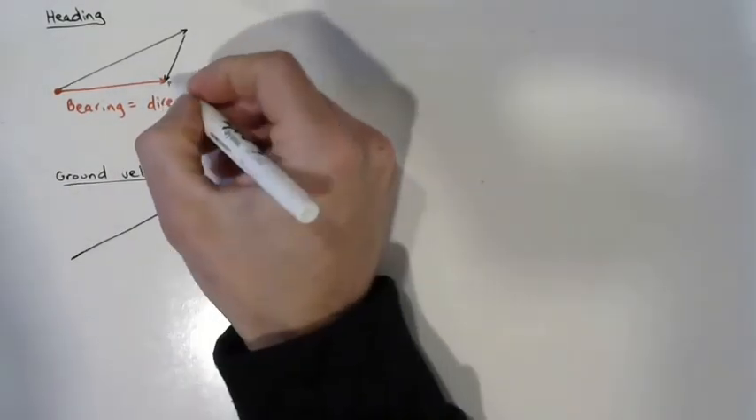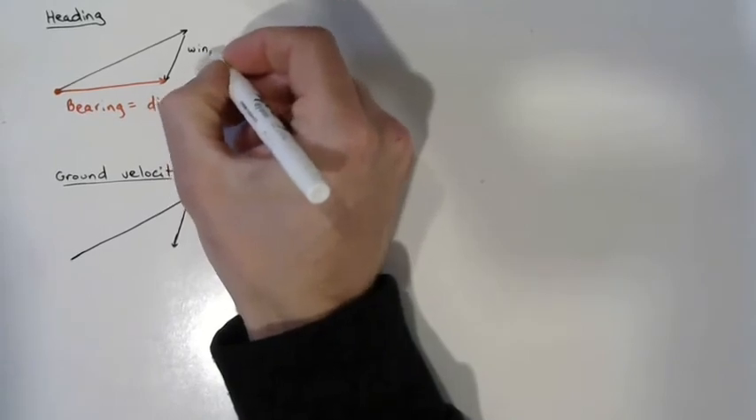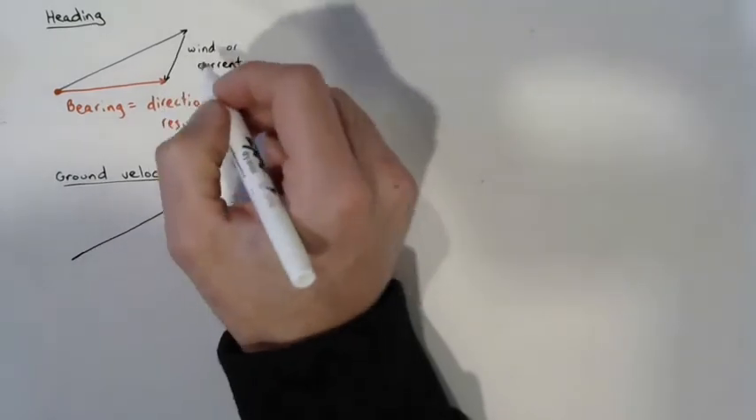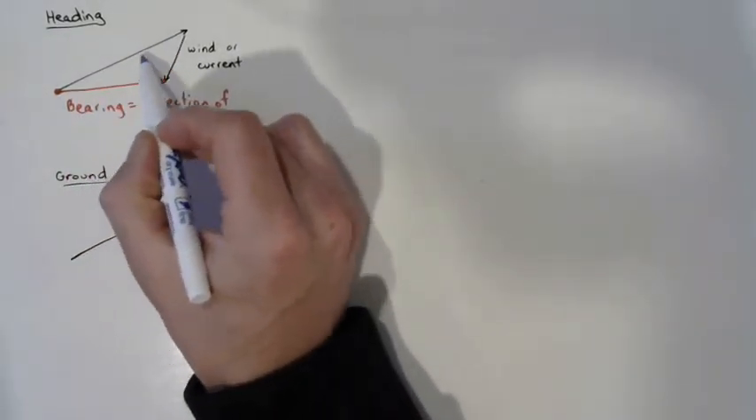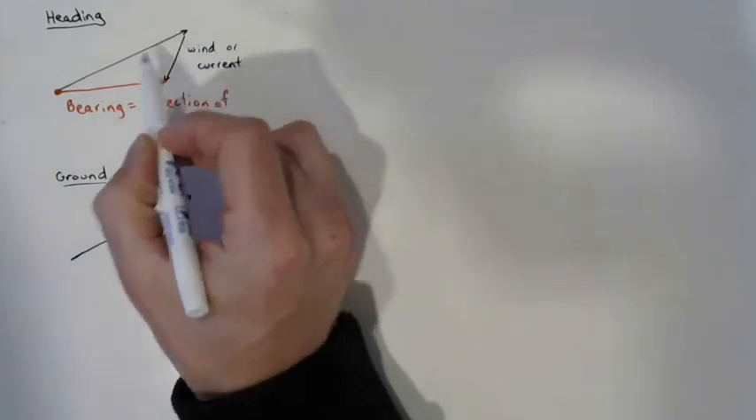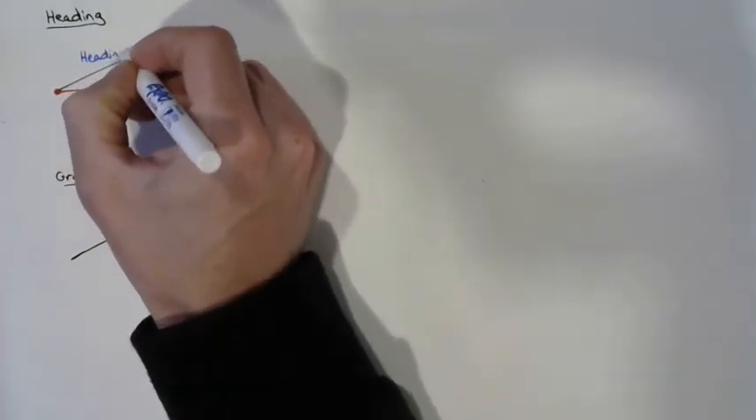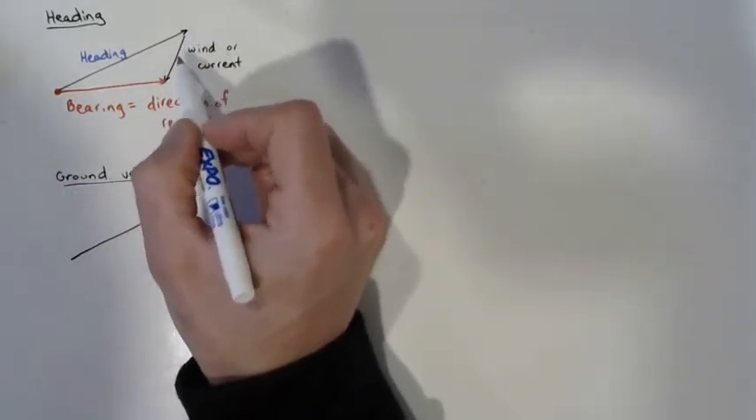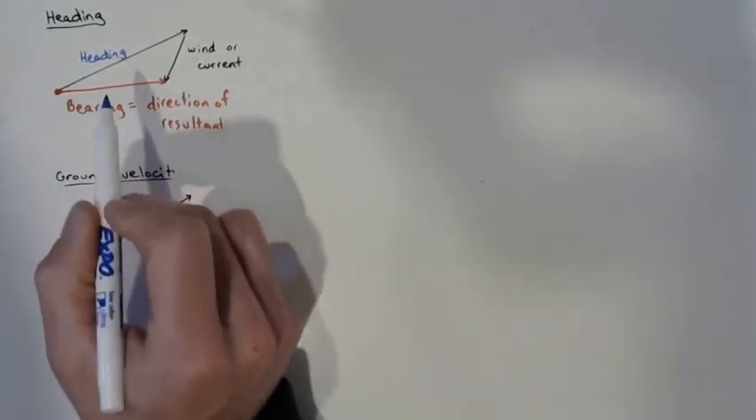And that occurs because you have another force acting against you, that is the wind or the current or both, or maybe they're both going different directions, and then you'd have to have a combination of more than two vectors. But this right here, this is where you are aiming the ship. This is called your heading. So you set your ship to go a certain direction, the wind or the current pushes you a certain direction, and the direction that you end up is your bearing.